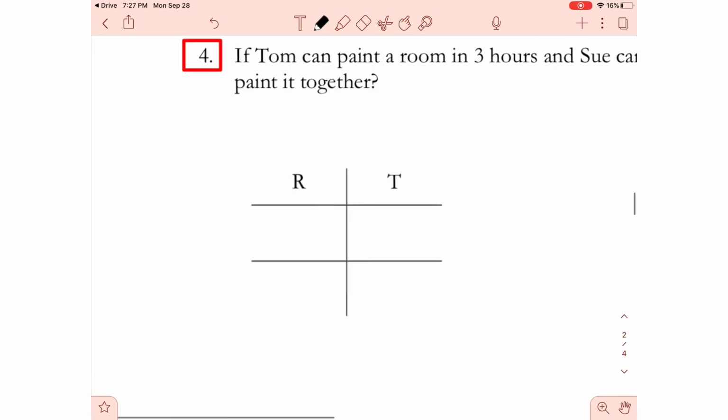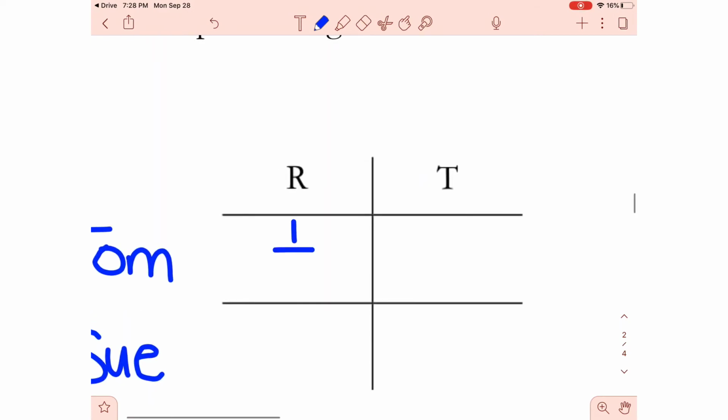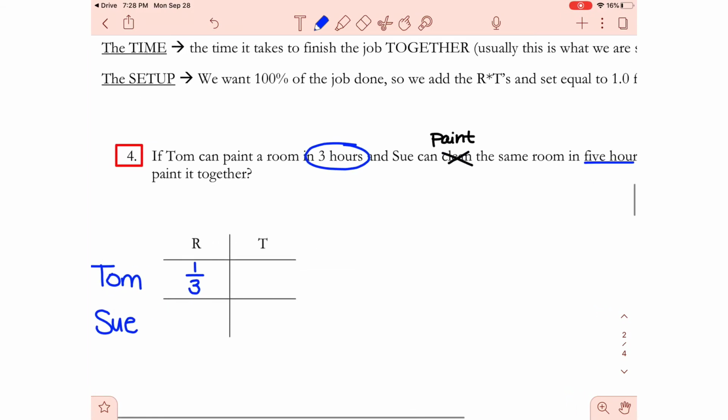So we have 2 people. We have Tom and we have Sue. Tom's rate, we need to get it to per hour. Yes, he can paint an entire room in 3 hours. So how much of the room can he paint in 1 hour? Well, if it takes 3 hours, then 1 hour would be a third of the room. So the trick is to take his individual time and put it under the number 1 so that we do it per hour, okay? Whereas Sue can do it in 5 hours.